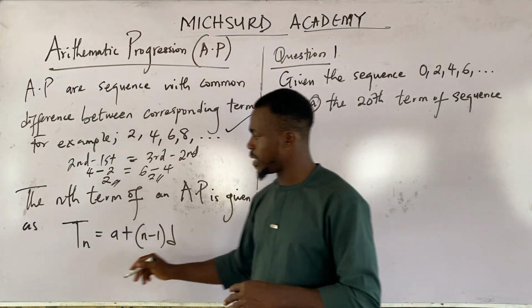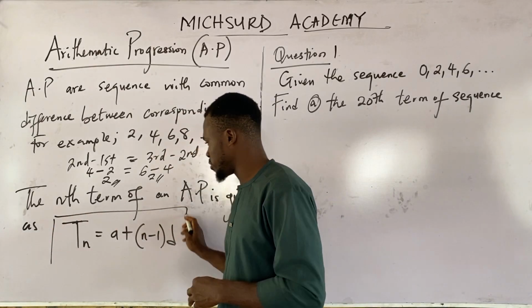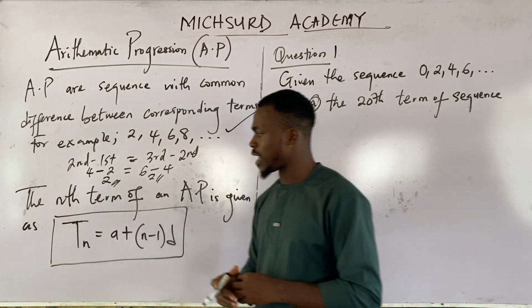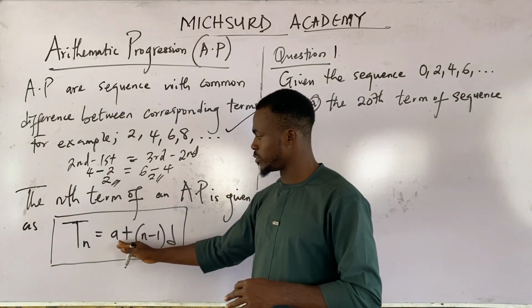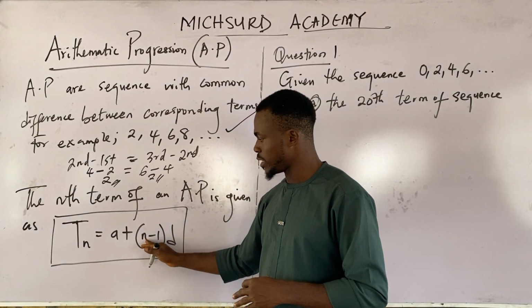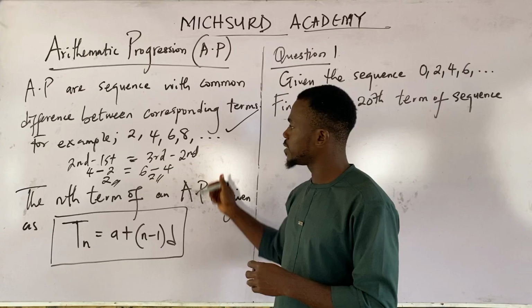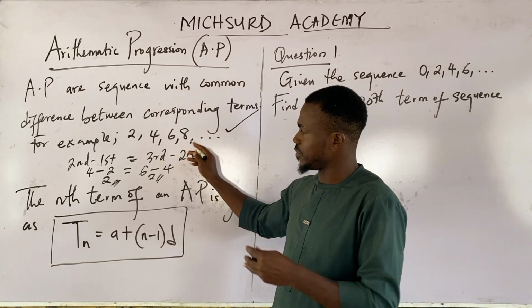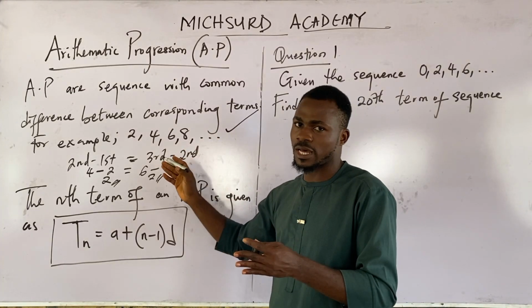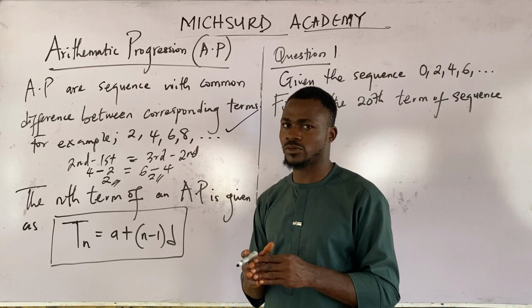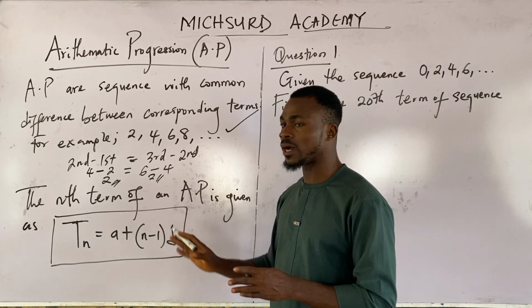Now, in the AP sequence, we can calculate the nth term of an AP sequence. And the formula we make use of when doing that calculation is given as T subscript n equal to A plus bracket open n minus 1 times D. So if we want to find a particular term, if it's the 10th term, the 20th term, the 15th term, and so on, we make use of this formula.